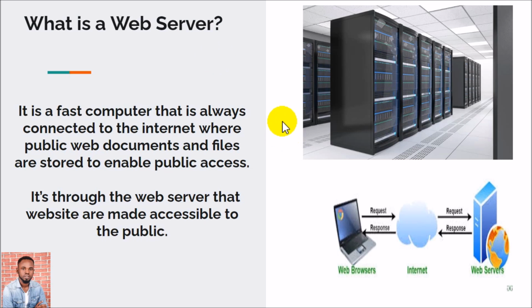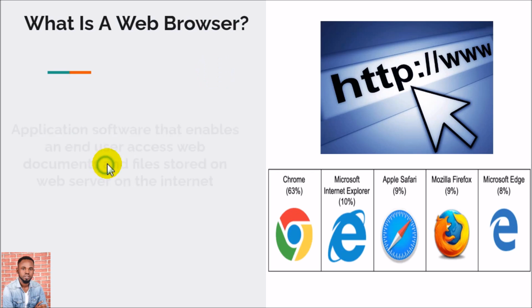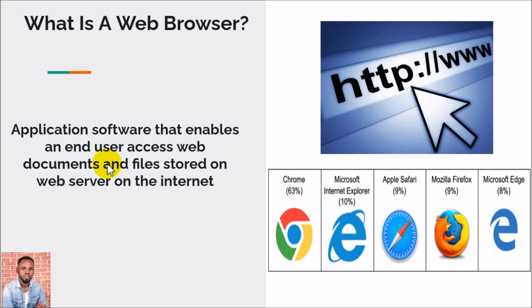Okay, so if you understand the web server, let's look at the web browser. Now the web browser deals with the hypertext transfer protocol. This is what gave birth to the World Wide Web we have today, as we have explained earlier. So the browser is just an application software that enables a user to access the internet. The browser has a technology known as hypertext transfer protocol that enables you to access computers on the internet. This technology can communicate through IP addresses.